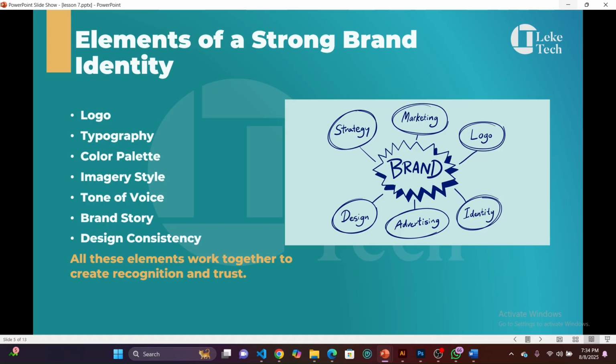Same thing with the colors. You have a particular color palette or color scheme which you have to be using. For example, your color scheme was, let me say, green and yellowish orange. Your first design has this color palette. The second one you added red. The other one you've added pink. The next one was blue. That's not consistent. So all these elements work together to create recognition and trust.